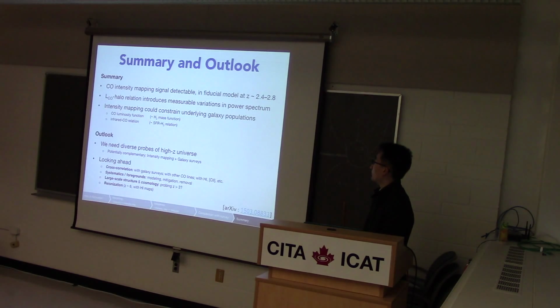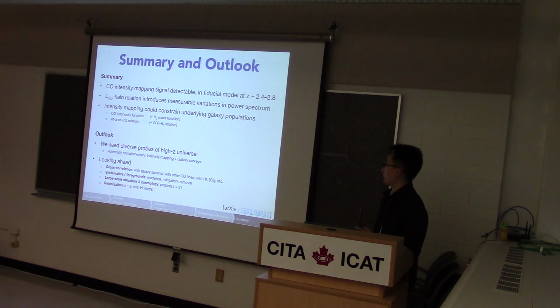In summary, we've modeled the CO intensity mapping signal, and we find that it's detectable in the fiducial model from redshifts 2.4 to 2.8, at least. The galaxy halo connection, in other words, the LCO-halo relation, introduces these variations in the power spectrum, which we can measure with our experiment, which are within the sensitivity of our experiment. And so using intensity mapping observations, we can potentially constrain the underlying galaxy populations.